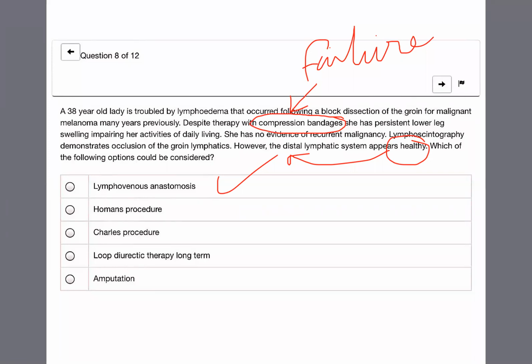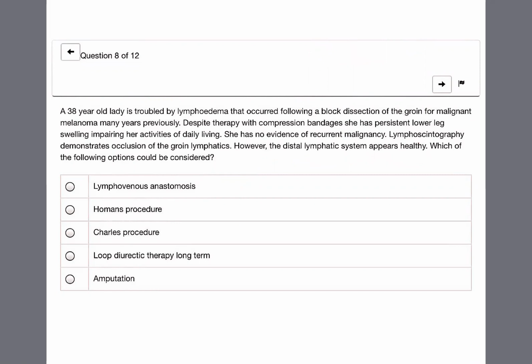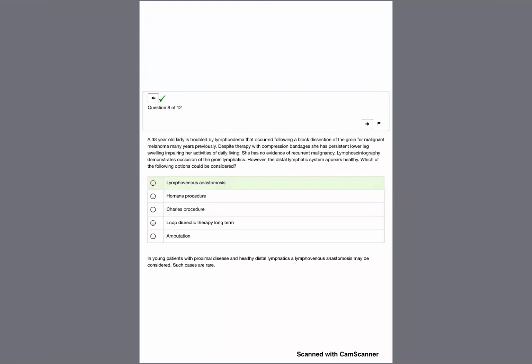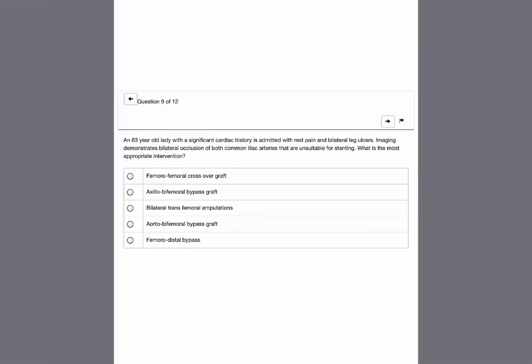Yes, the distal lymphatic system is healthy. From all the lines in the scenario, you just need to notice that the lymphatic system appears healthy. So for any chronic lymphedema, any chronic lymphatic problem, search for whether the system is healthy or not healthy. These are the keywords. Is the distal lymphatic system healthy, patent or not? This is the keyword you will ask about. Okay.